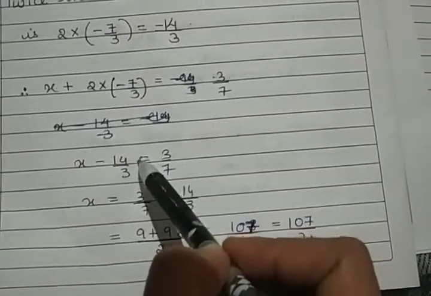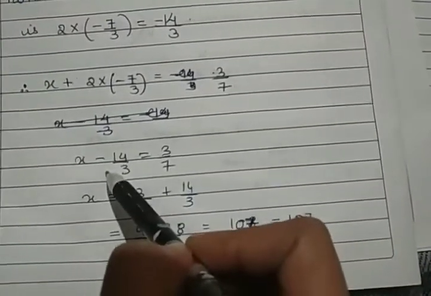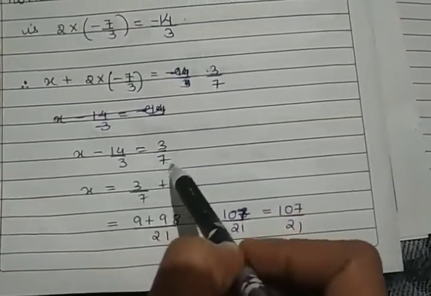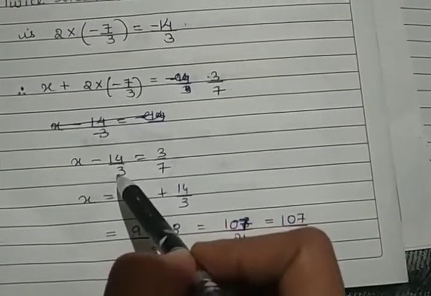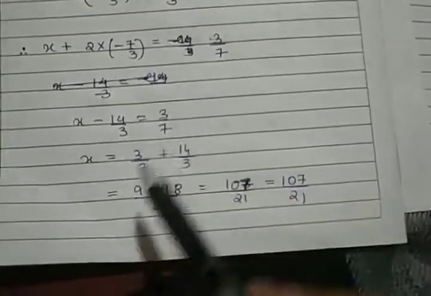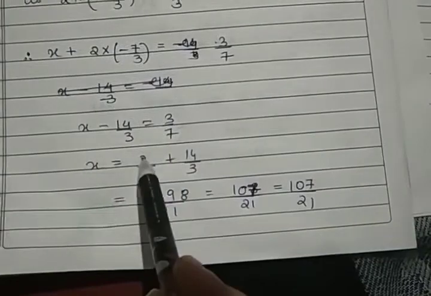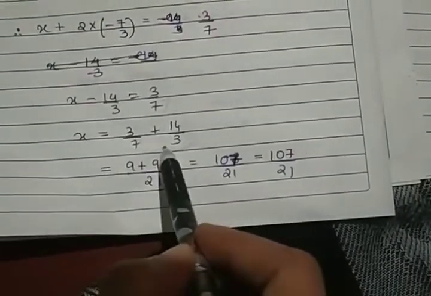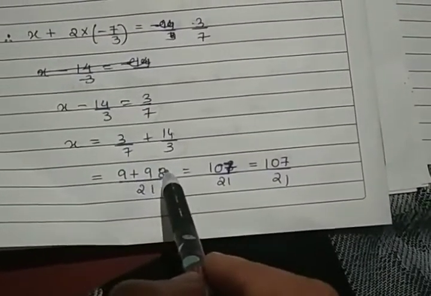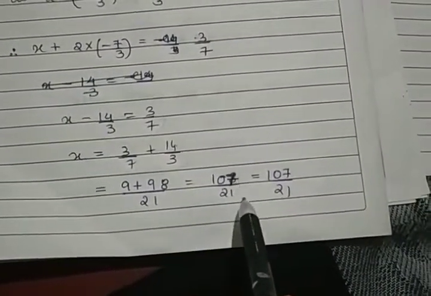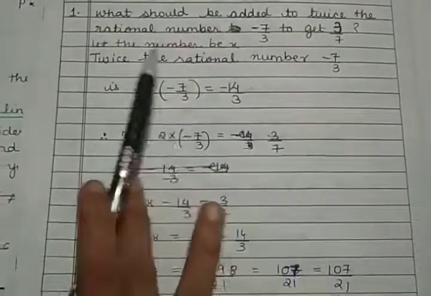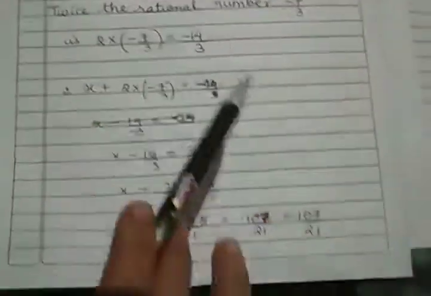Either you can add 14 upon 3 on both the sides, or you can transpose this term to the other side. If you transpose this term to the other side, then minus 14 upon 3 will become plus 14 upon 3. So you get x is equal to 3 upon 7 plus 14 upon 3, and the LCM is 21. So you get here 9 plus 98 upon 21, which is 107 upon 21. Okay, so the value of x, or the number that should be added, is 107 upon 21.